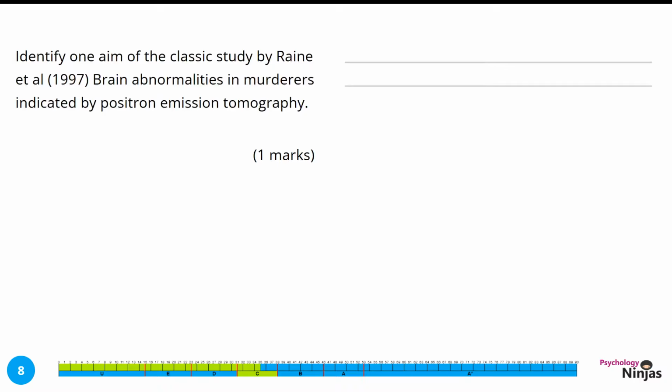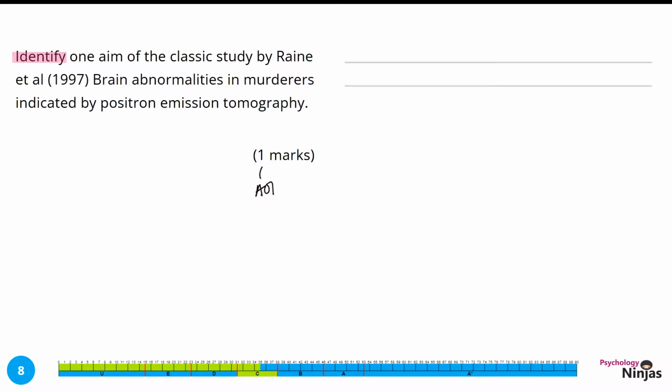Identify one aim of the classic study by Raine et al. 1997, brain abnormalities in murderers indicated by positron emission tomography, 1 mark. Here we have the command word identify, which is asking us to state or give a basic or simple sentence about our knowledge. Our 1 mark in this question is an AO1 or a knowledge mark.